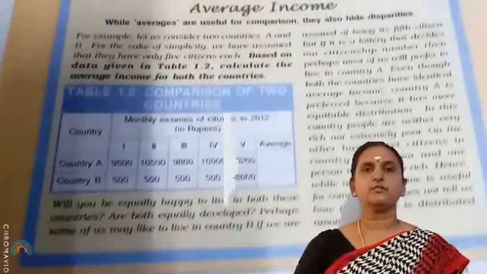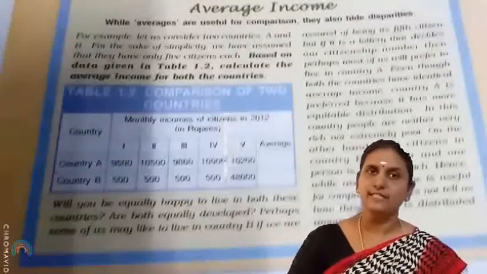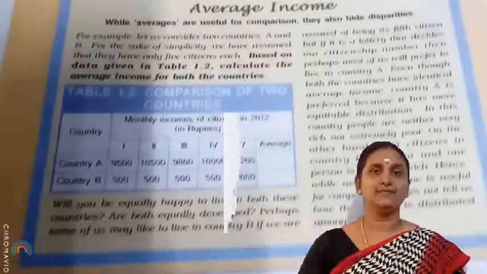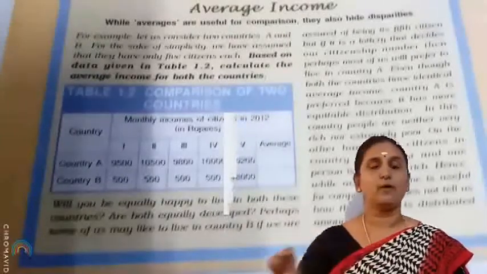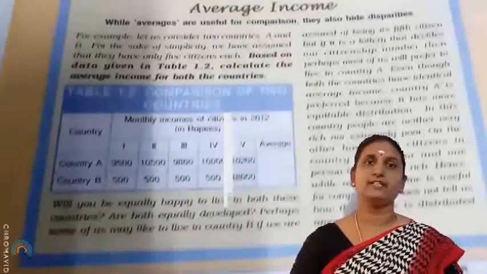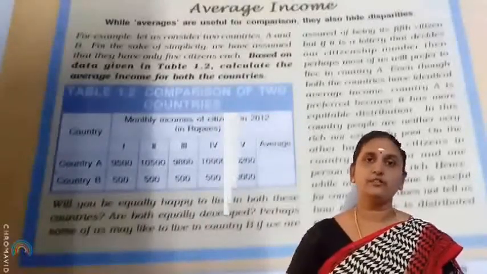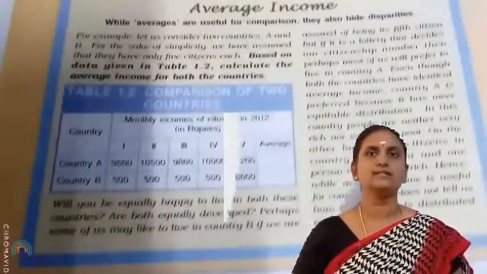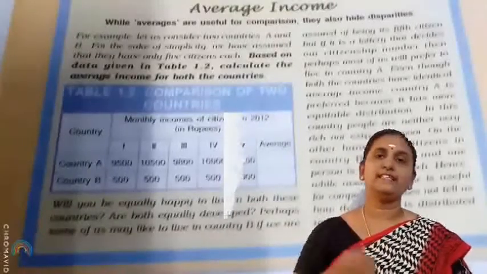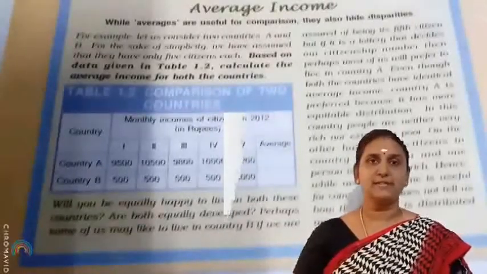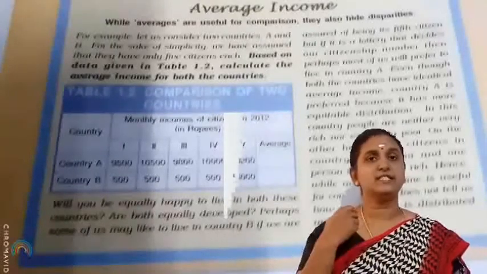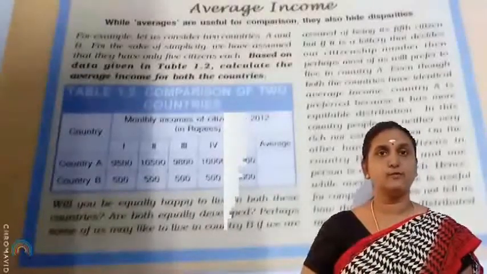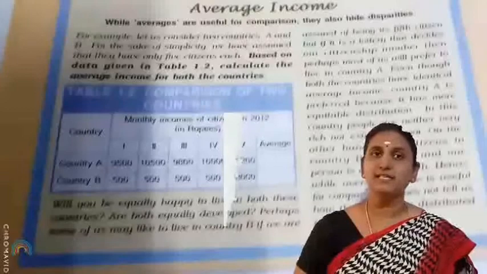In your textbook there is a table given for you to calculate the average income. There are two countries given, country A and country B, each with a population of 5 members. They ask you to calculate the average income, that means the per capita income, of each country. When we calculate, both countries have the same per capita income. We decide whether the country is rich, country A or country B. Most people decide that country B is a rich country.